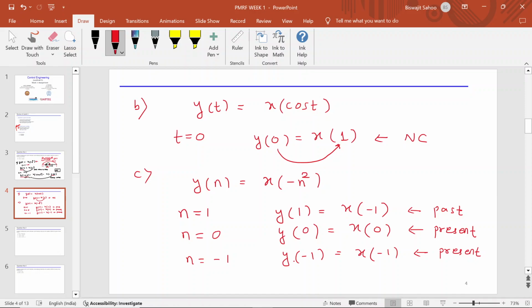In front of you my screen shows three values: one value above 0, one value 0, another value below 0. I'm taking all the values from minus infinity to infinity. You can put any discrete values, and the result will be like this: one depends on the past, the other two depend on the present. So this system is a causal system.